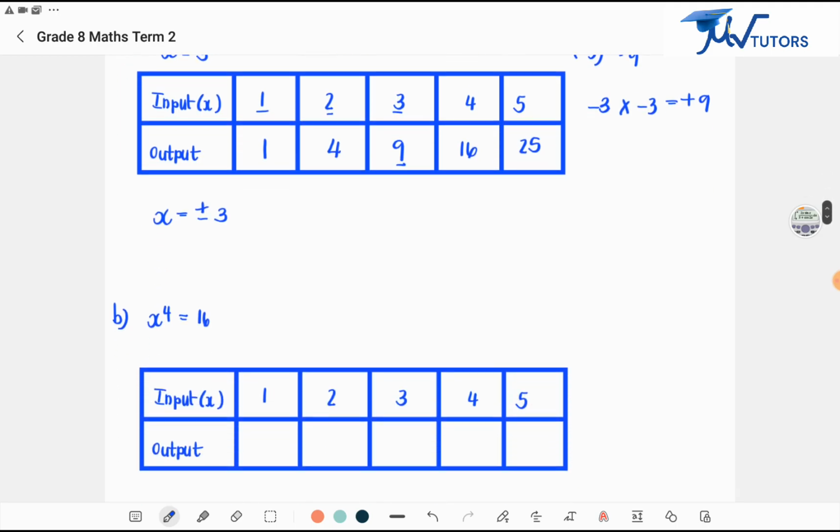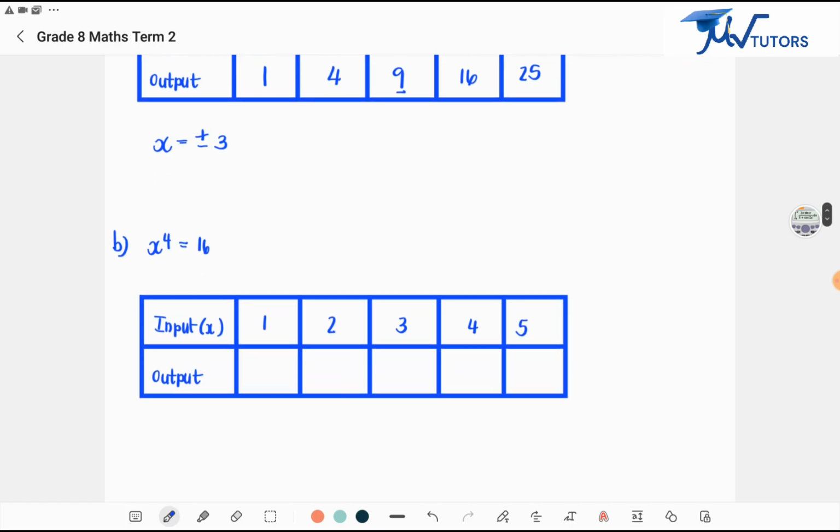Now let's go to x to the power 4 is equal to 16. Again, we're going to try different inputs so that we can see what actually gives us the output of 16. If I plug in 1 in the place of x and I make it to the power 4, as long as 1 is the base, your answer will always be 1. So we know that 1 to the power 4 is 1.